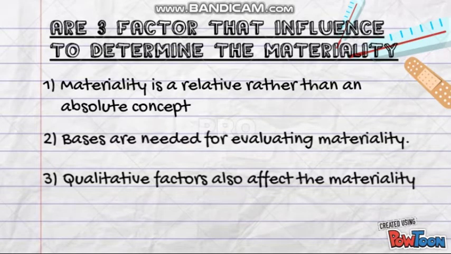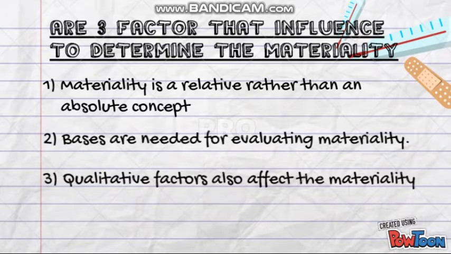2. Bases are needed for evaluating materiality. It is necessary to have bases to determine materiality and to establish whether misstatements are material or not for the company. Example, for a profit-oriented company, the net income before tax is the primary basis to determine what is material for the company.